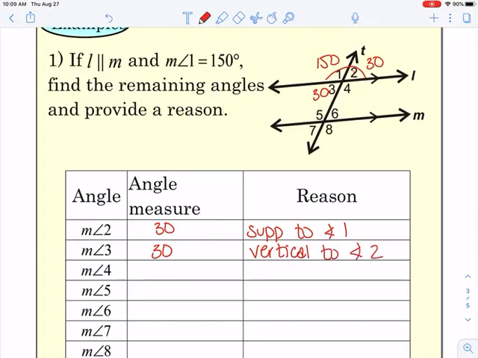Okay, I'm going to skip over angle 4 for a second because I want to get some other vocabulary worked back in here as well. I'm going to find the measure of angle 6 right now.